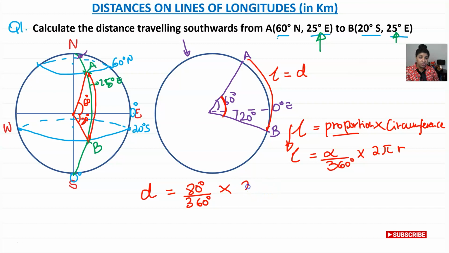Okay, so times 2 times 22/7, which is your pi, times the radius of the Earth, which is going to be 6,370. If you work this out, then this will give you D equals 8,894 kilometers. That's how easy it is. Let's go to number 2.